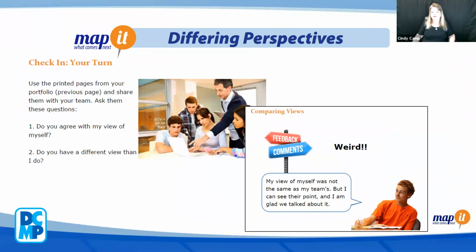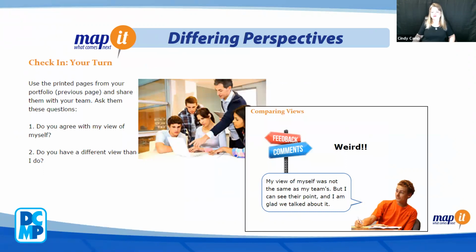And then we talk about the differing perspectives. Sometimes it's not easy to have a realistic picture of ourselves. We may think we're really good at something when we're not. We may think we're really bad at something when we're not.